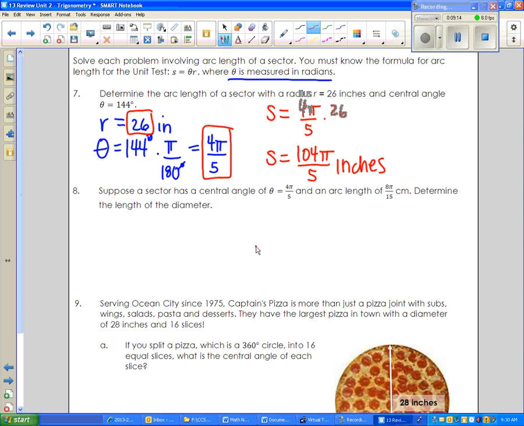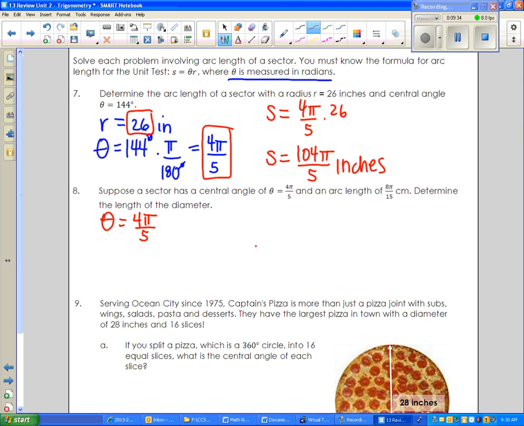Okay, in number 8, it says, suppose a sector has a central angle of 4 pi over 5. Well, that's great. It's in radians. I'm actually going to write that down. And interestingly enough, it's the same measure as the one above it. But this time, we're also given the arc length. The arc length is 8 pi over 15 centimeters.